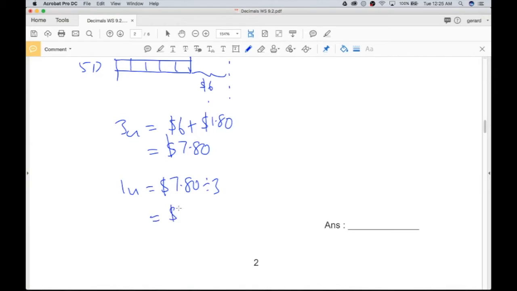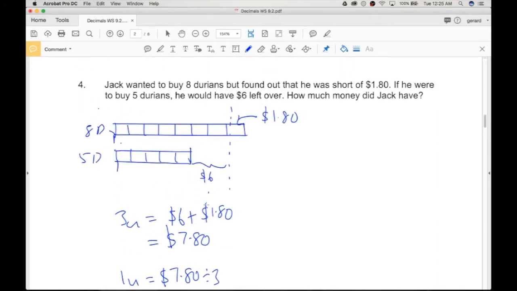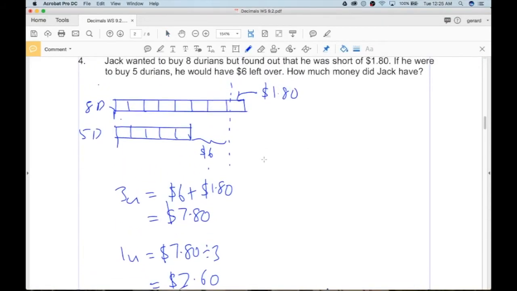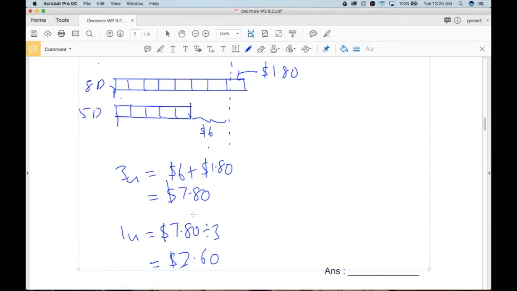You get $2.60. Alright, so this is the cost of 1 durian. How much money did Jack have? Alright, so to find out how much money Jack had, we now have 1 unit equals to this. We just need to find what is 5 units over here. Then we add in the $6 to find what he had originally.